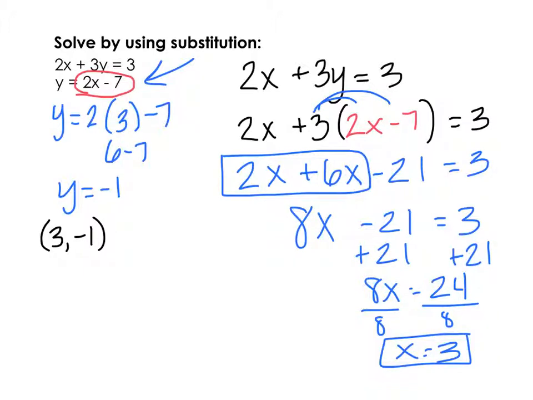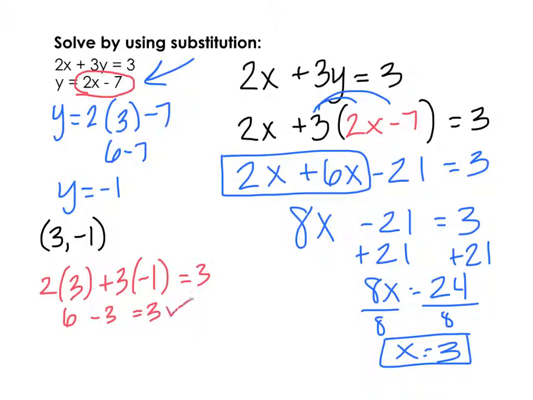Now, I want to plug these back in and double check to make sure that's the right answer. So, 2 times x, which is 3, plus 3 times negative 1 equals 3. So 6 minus 3 equals 3 is true, so I've checked it for the top equation.